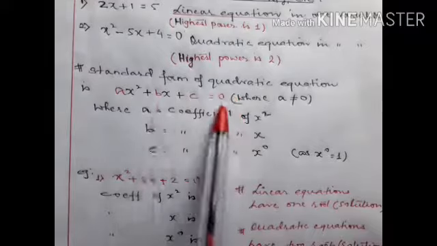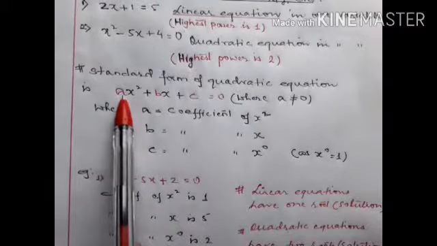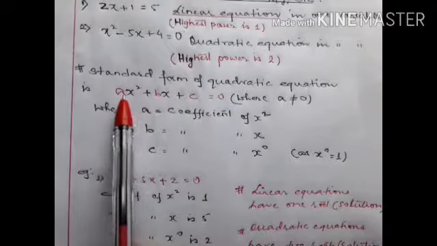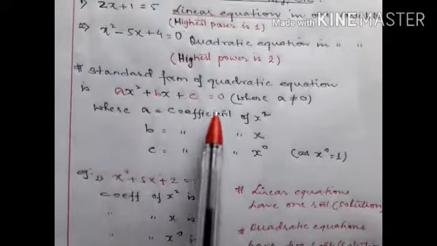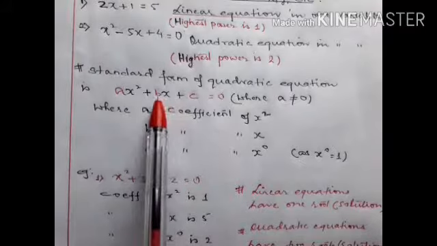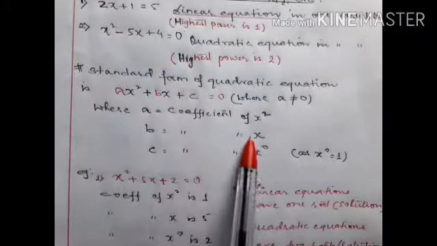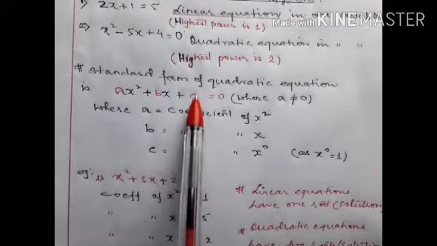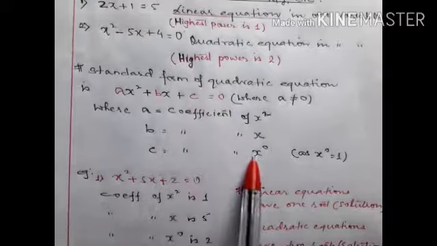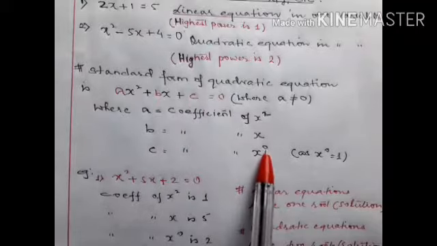In this equation, the constant a, constant means a number, which is in front of x square, is called the coefficient of x square. Similarly, the number b, which is in front of x, is called the coefficient of x, and similarly c, which is in front of x to the power 0, is called the coefficient of x to the power 0. C is called the coefficient of x to the power 0.